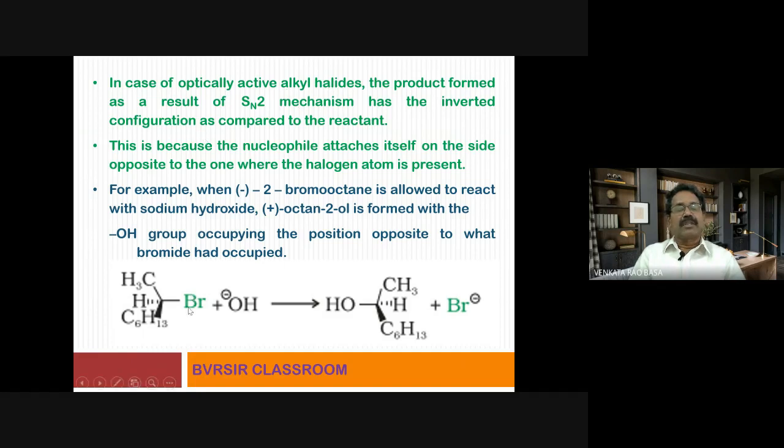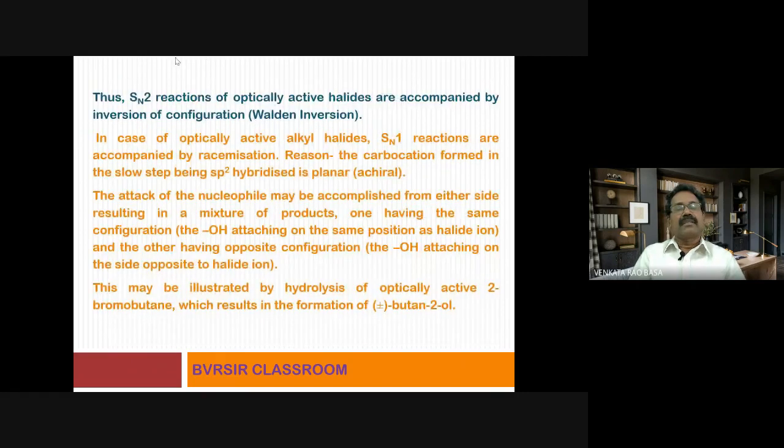I explained that here also. You observe this molecule. Br is in the front side, OH is approaching. It has to approach from the back side only. Then inversion of configuration occurs. This is an example of the SN2 mechanism. So in the SN2 mechanism, there is inversion of configuration, and that inversion is, as you know very well, Walden inversion. Thus SN2 reactions of optically active halides are accompanied by inversion of configuration.